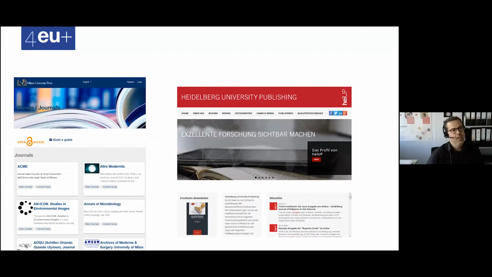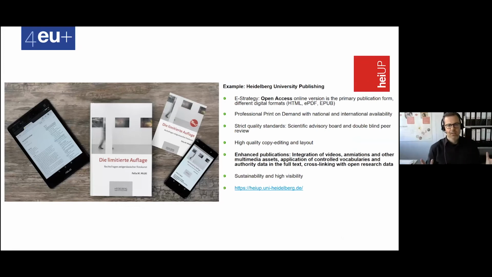And also check your local institutions whether they have their own open access publishing platform. So for example, Milan has a very elaborate open access publishing house. They are publishing around 50 open access journals, for example. And we are also doing that in Heidelberg. And we have Heidelberg University Publishing, which is an open access university press, publishing journals and monographs in the open access model.